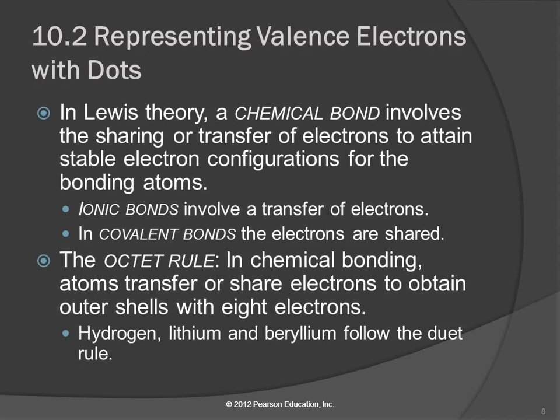According to Lewis theory, we get a chemical bond from the sharing or transfer of these valence electrons, and they're going to do so in a way to get more stable electron configurations. So this is an important distinction between ionic bonds and covalent bonds. Ionic bonds involve transfer. The metal gives an electron to the nonmetal. The nonmetal would be free to take that electron off somewhere else if it wanted to. In a covalent bond, the electrons are being shared.